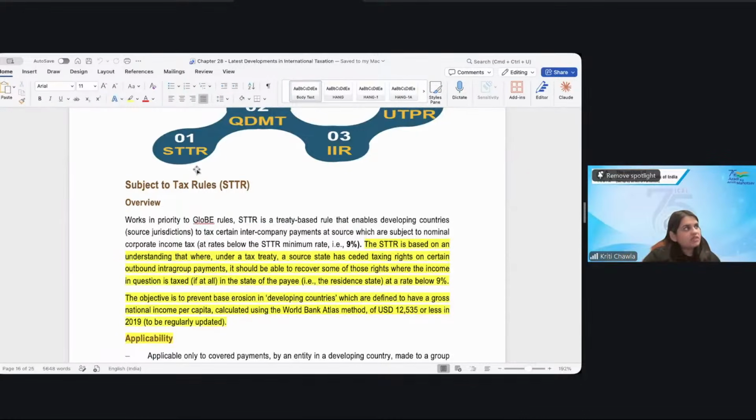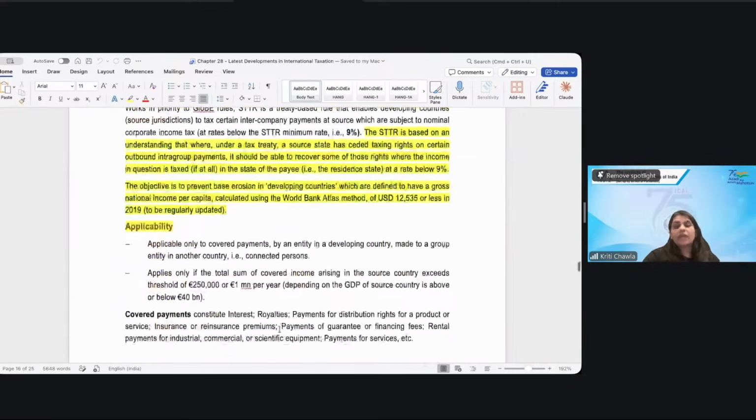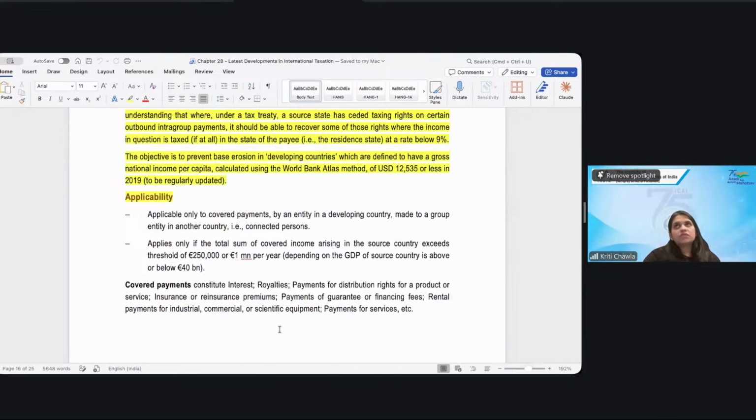Now, the objective is to make sure that base erosion, especially in developing nations, does not happen. And this is to define a gross income per capita, calculated using the World Bank Atlas method, of US dollar 12,535 or less in 2019. Now, coming to STTR, it's going to be applicable only to covered payments.